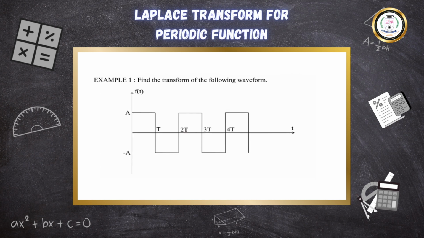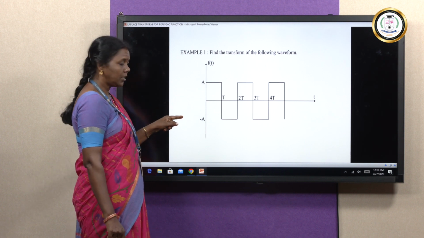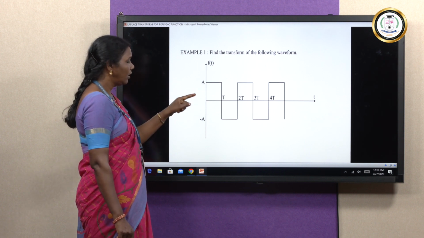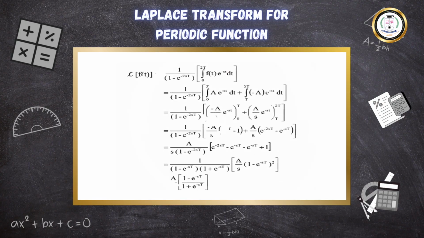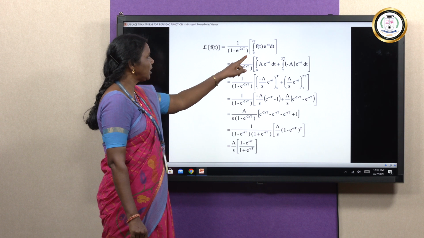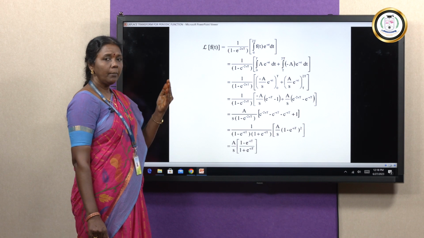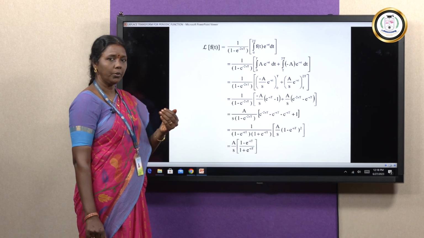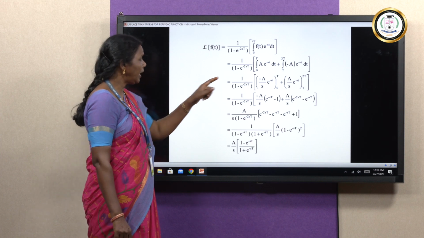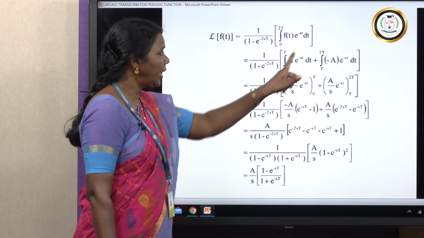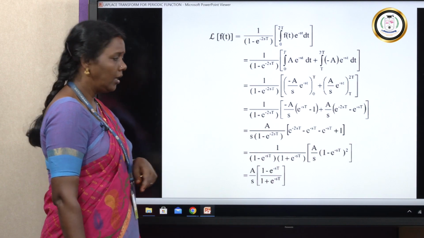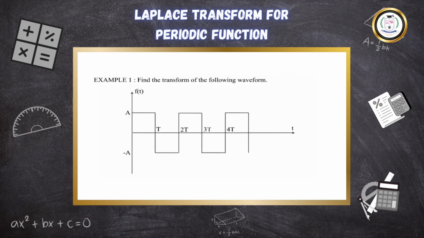We will see the next problem, the square wave transform, where the function is defined as minus a and plus a for the period T. So here the period is 2T. L of f(t) is equal to 1 by 1 minus e to the power minus 2sT, integral 0 to 2T f(t) e to the power minus st dt. But the function is defined between 0 to T and T to 2T. So in 0 to T it is a, and from T to 2T it is minus a. If you want to see the diagram again, I can go back to the slide.